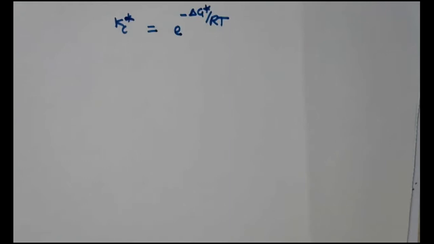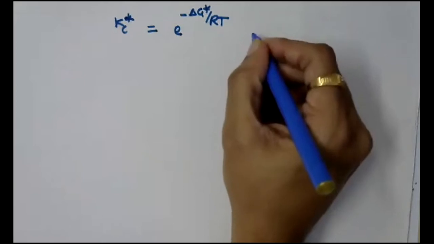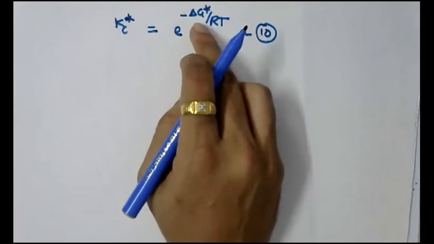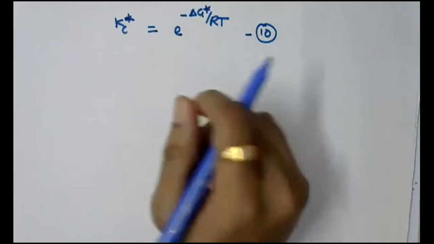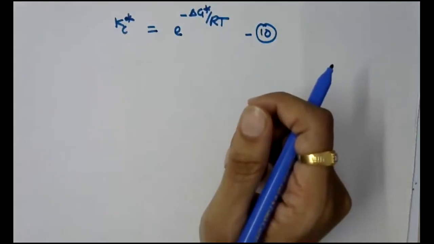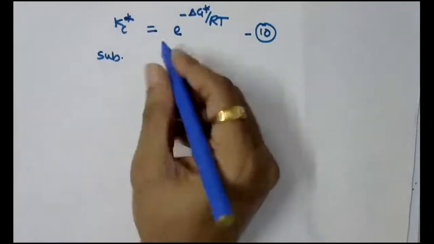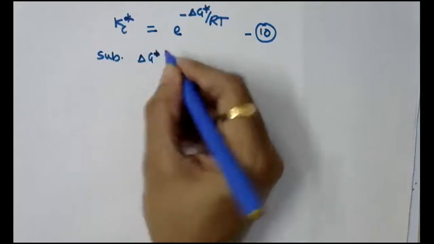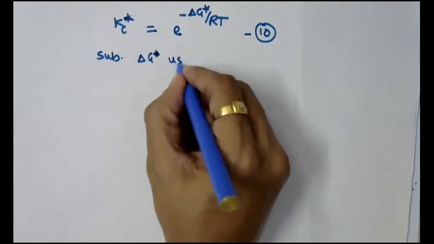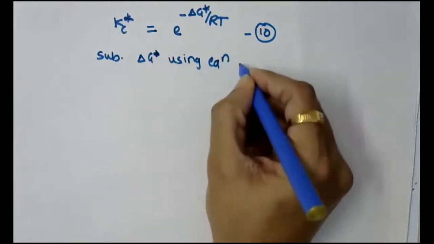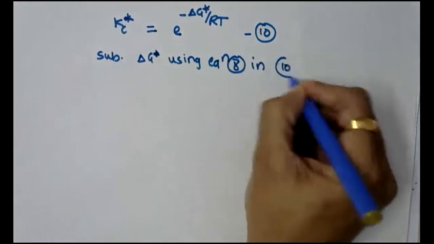So if you take antilog, then it will be Kc star equals e raised to minus delta G star by RT, and that is what I have written, right? Now this is equation 9, but I know the value of delta G star in terms of enthalpy, that is delta H star minus T delta S star, and therefore substitute delta G star using equation 8 in 10.